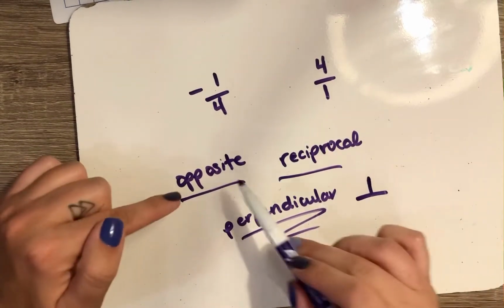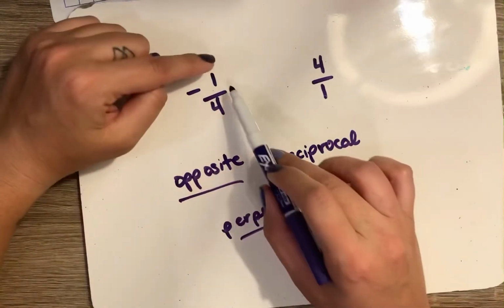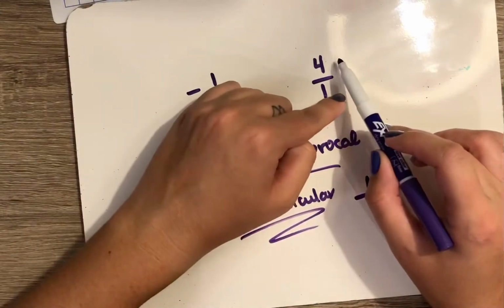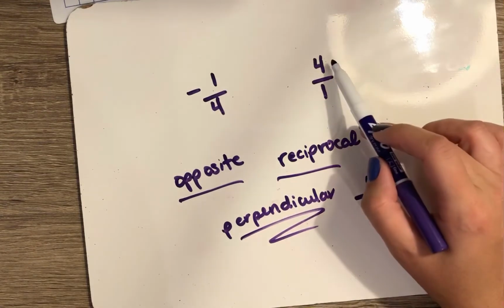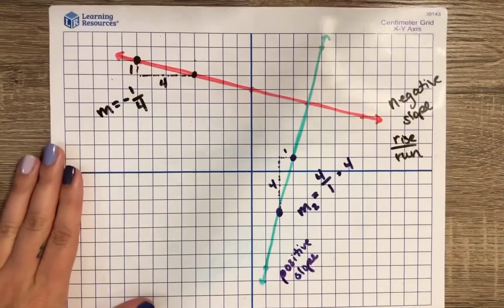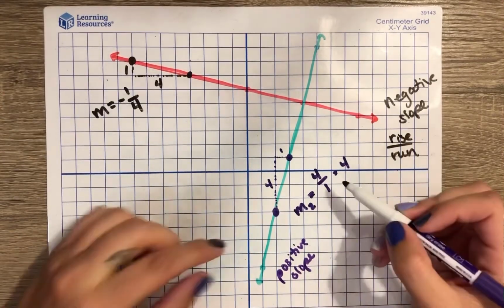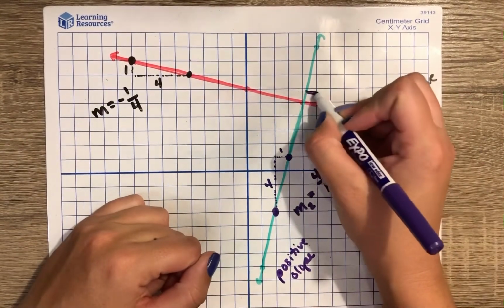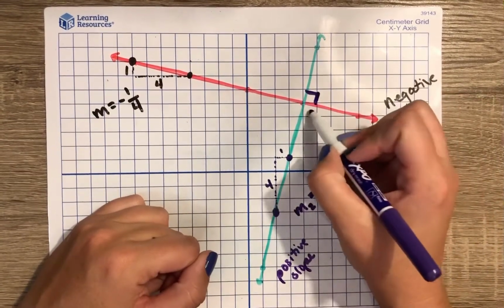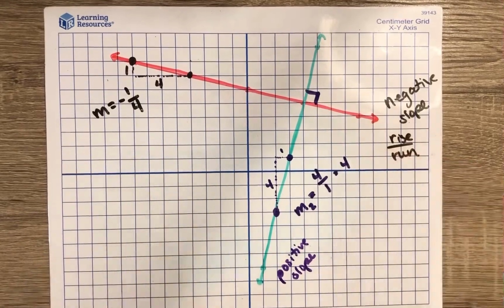Okay, so again, opposite meaning negative to positive, reciprocal meaning the 1 and 4 switched places, so the 4 becomes the numerator, the 1 becomes the denominator. Because these lines have slopes that are opposite reciprocals, that means that these two lines are perpendicular, which creates 90-degree angles. So all 4 of these angles here at their intersection are 90 degrees or right angles.